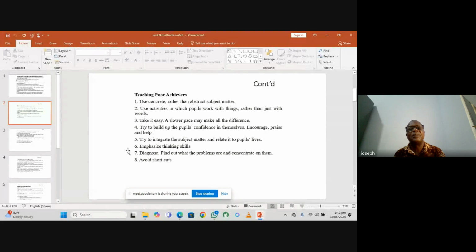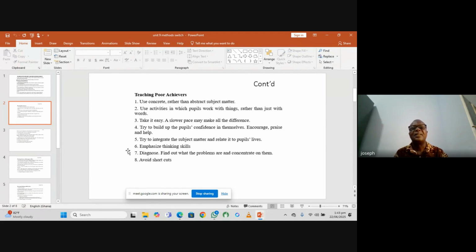Handling the poor achievers in the classroom. We always teach them using the concrete materials rather than teaching them the abstract content. So in the poor achievers, when you know them, you always make sure that you go at their pace using the concrete materials without teaching them things in the abstract nature. Use activities in which people work with things rather than just with words. Let them manipulate the objects and making sure they understand whatever you are teaching them. Take it easy. A slower pace may make all the difference.